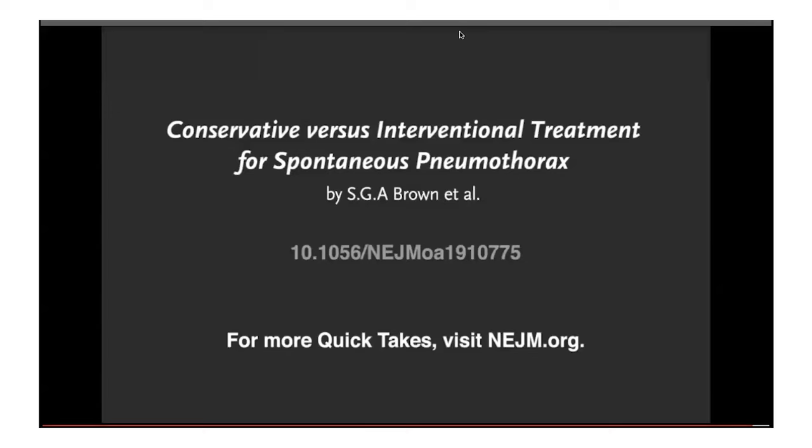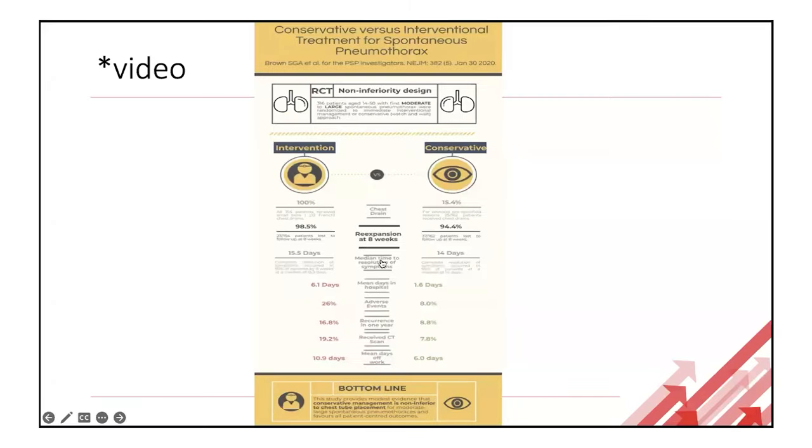Okay, so basically, what that study was trying to figure out is, by non-inferiority they mean, is it worse? They wanted to make sure that conservative management is not worse than putting in a chest tube. So they randomized the patients. Some got conservative management, some got chest tube. And the study showed there's no harm in doing conservative management in terms of waiting till resolution or re-expansion of the lung.